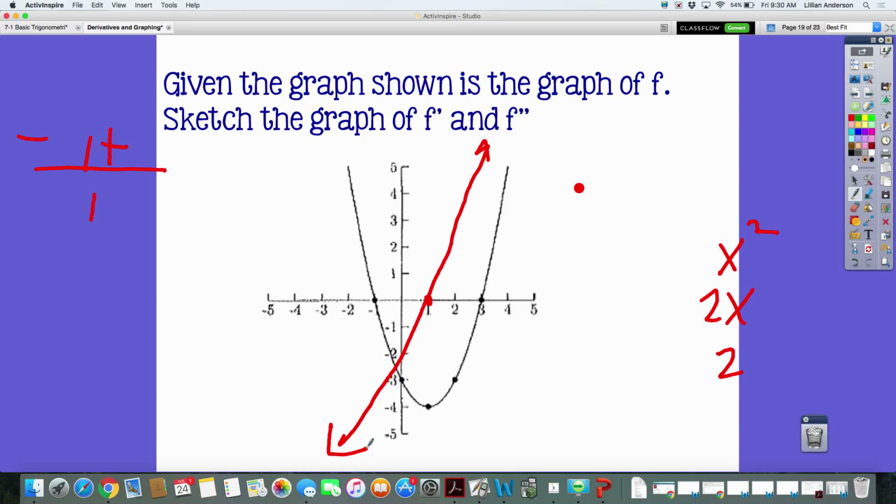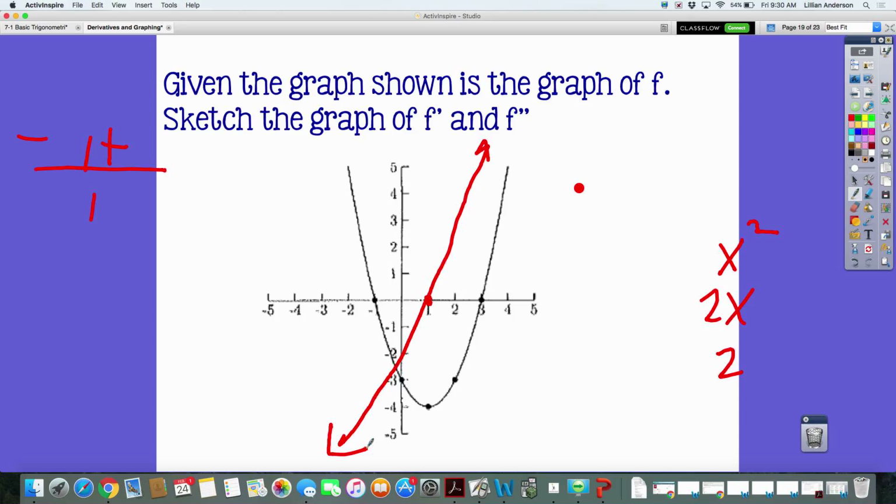So it's more concerned about where exactly it's going to cross the x-axis, because we know we have an extrema. Anytime we have an extrema on the original function, we have an x-intercept on the derivative. And vice versa. Anytime we have an x-intercept on the derivative, we're going to have an extrema on the original.